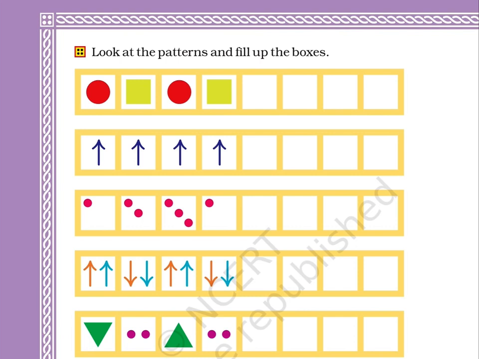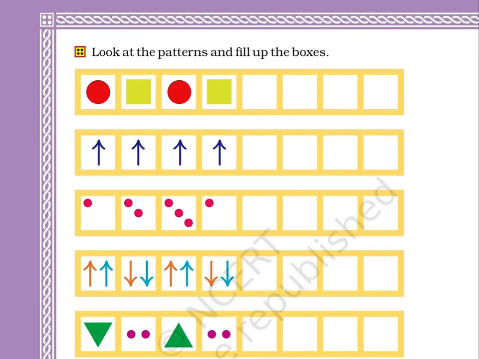Pattern 2. Box 1, arrow pointing upwards. Box 2, arrow pointing upwards. Box 3, arrow pointing upwards. And box 4, arrow pointing upwards. Box 5, 6, 7 and 8 are blank.